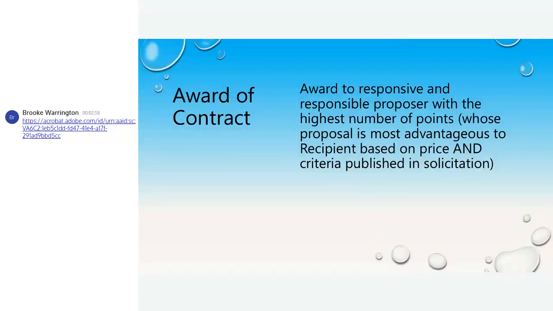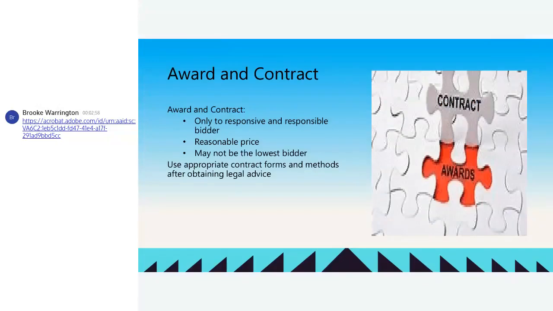The award of that contract is to, again, responsive and responsible proposers with the highest number of points whose proposal is most advantageous to you as a recipient based on price and the criteria published within your solicitation. The award and contract go only to a responsive and responsible bidder. A reasonable price may not be your lowest bidder. You use your appropriate contract forms and methods after obtaining legal advice.